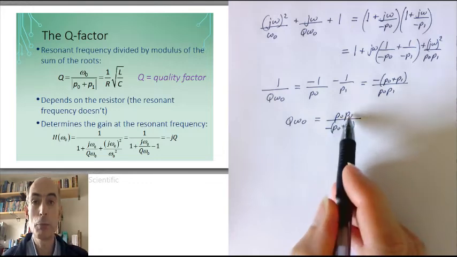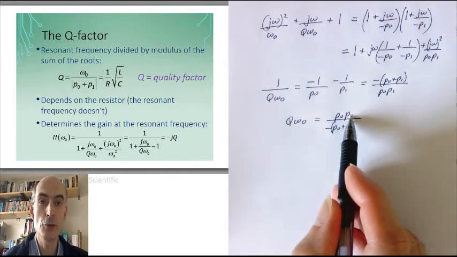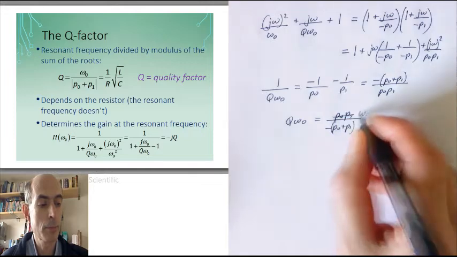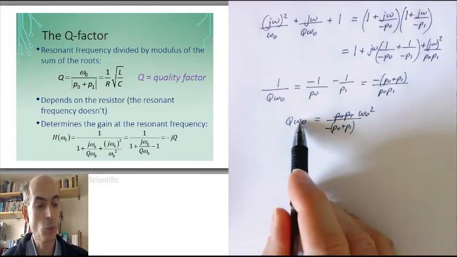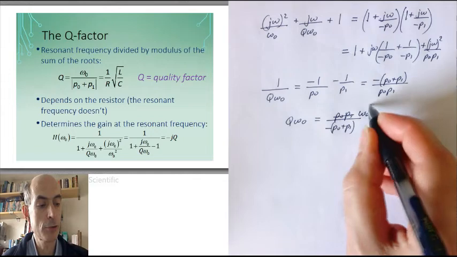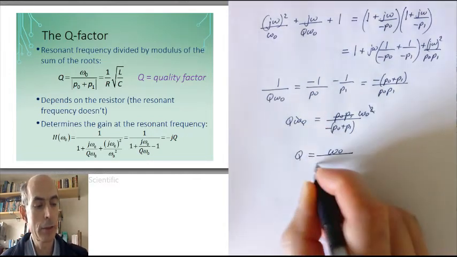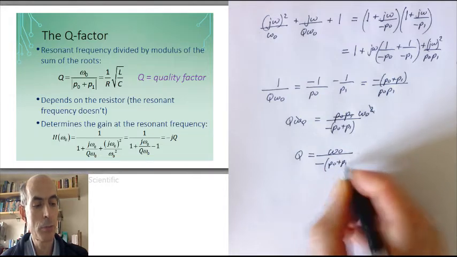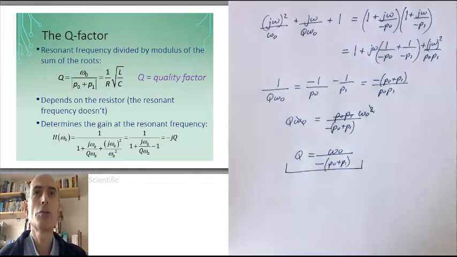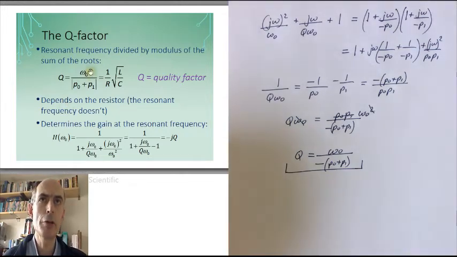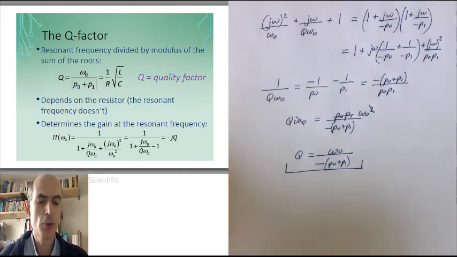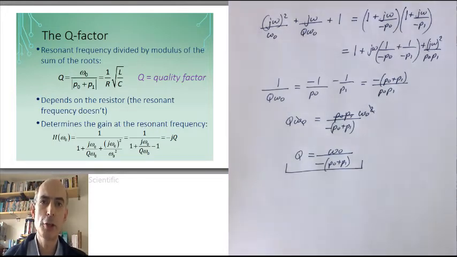Now p0 times p1, the product of the two poles, that's just the resonant frequency squared. I can then cancel out one resonant frequency from both sides and end up with Q equals the resonant frequency divided by minus the sum of the two poles. Or as I've written it on the slide, resonant frequency divided by the modulus of the sum of the two poles. And this is an interesting parameter to know when you're plotting the amplitude response, because the Q factor tells you the gain at the resonant frequency.